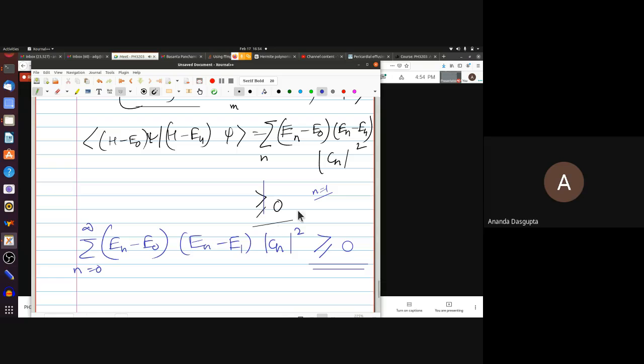Okay? It may be true, but you don't know for sure. Is that okay? Here, on the other hand, you know for sure they are going to get greater than or equal to 0. Why? Because the two terms which could have given you trouble were 0 and 1, but for 0 and 1, these factors are 0. For all the others, 2, 3, 4, and so on, En minus E0 and En minus E1 are both positive, and |Cn|² times that, of course, is a positive number. You're adding a lot of positive numbers together.